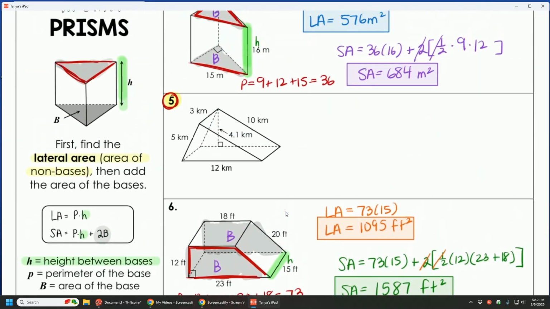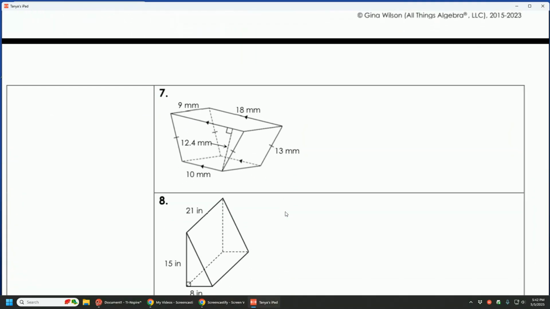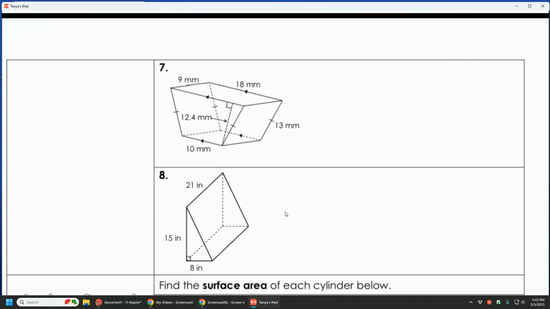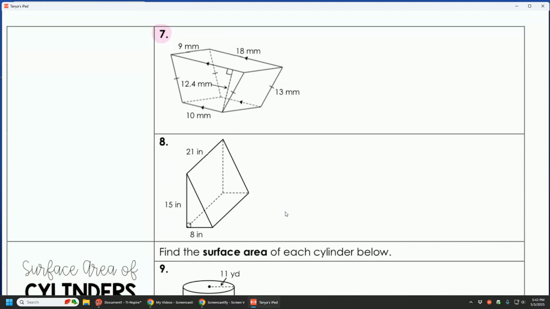Okay, and then we already did a trapezoid, so I'm going to leave number 7 for you guys to do on your own. And let's do number 8. So this is another triangular prism. So the front and the back are my bases. So B for base. Okay, and then height is the line that connects the two bases. So I know that height is the 21.